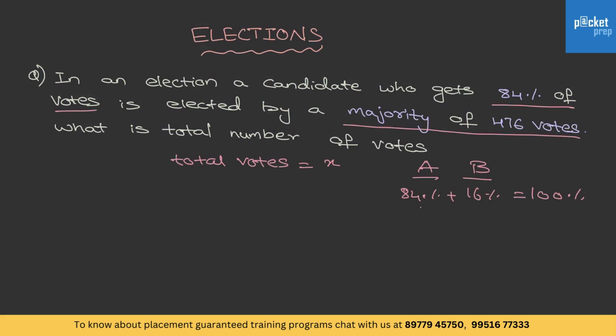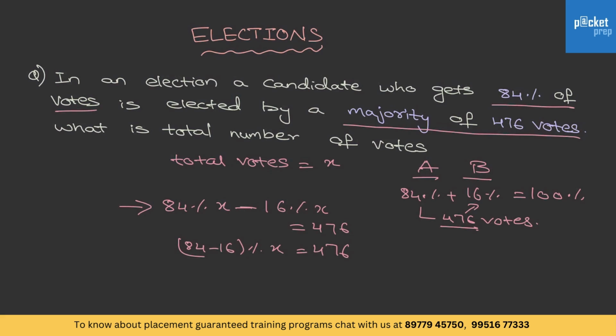But given A won by a majority of 476 votes, so A got 476 votes more than B. This can be represented as 84% of X minus 16% of X is equal to 476. And 84 minus 16 is 68. So 68% of X is 476. X is equal to 476 into 100 by 68. So this gives us 700.